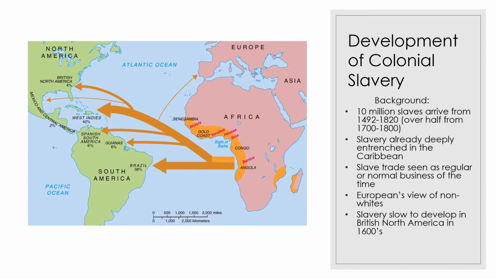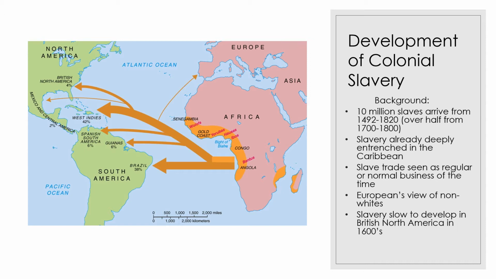So some numbers to think about. There are roughly about 10 million slaves that arrive from 1492 to 1820. The vast majority of them arrive in the century of 1700 to 1800. By the time we start developing the British North American colonies, we will see that slavery is already pretty entrenched in the Caribbean. It was a key part of the economy in the Caribbean, so this is not unique to British North America in any way.